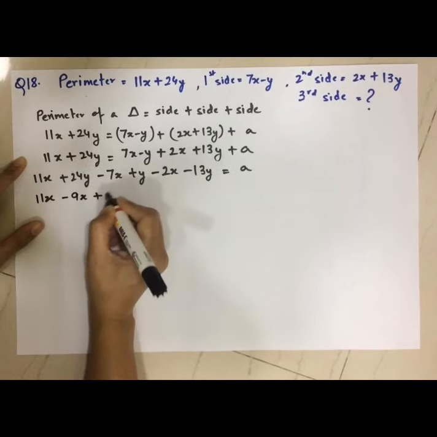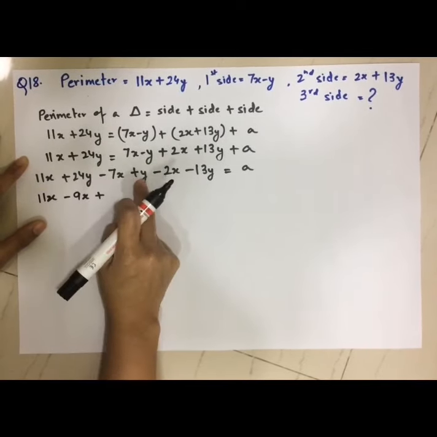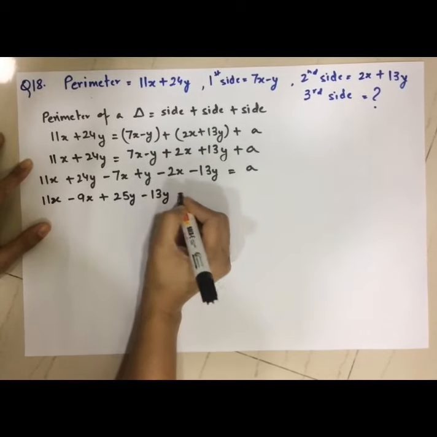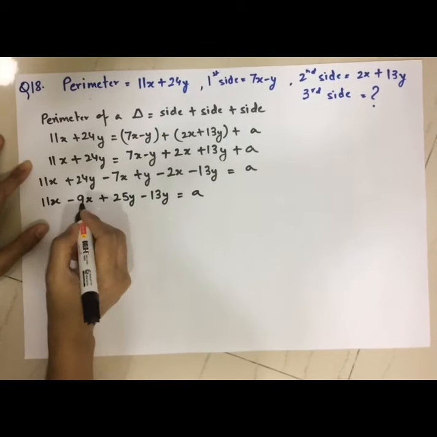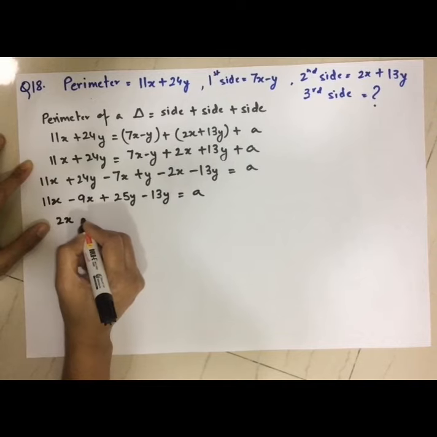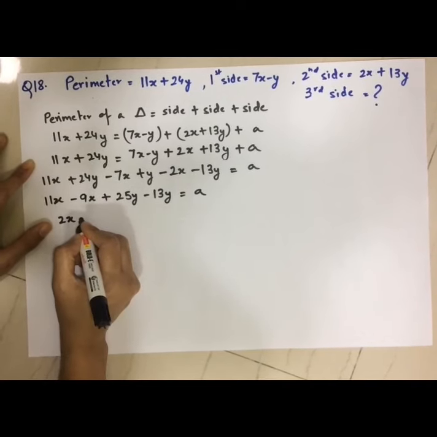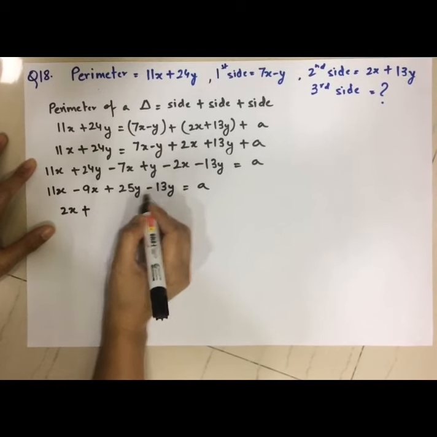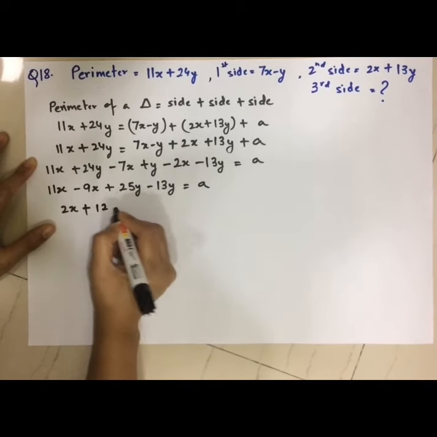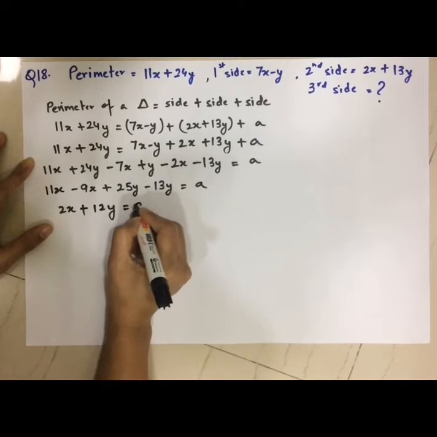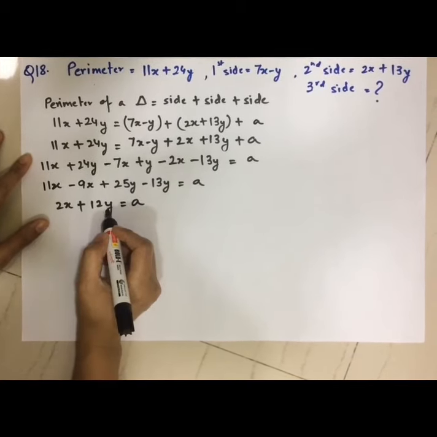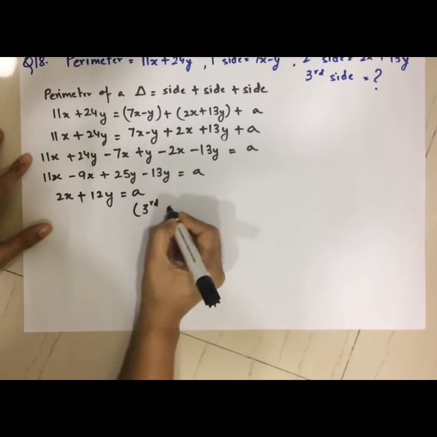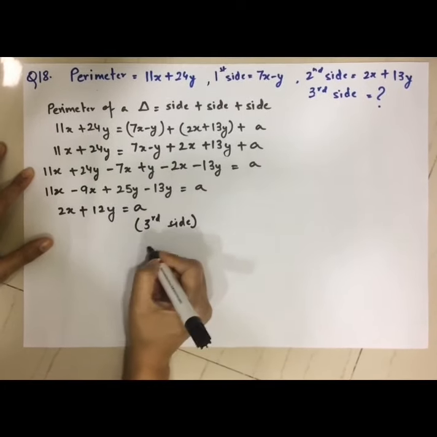Then we have 24y and y. So it's 25y minus 13y equals to a. 11x minus 9x gives us 2x, and plus and minus is minus, but we put the plus sign because 25 is higher. 25 minus 13 gives us 12. So 12y, which is equal to a. So 2x plus 12y, this is the value of a, which is our third side. So this is our final answer.